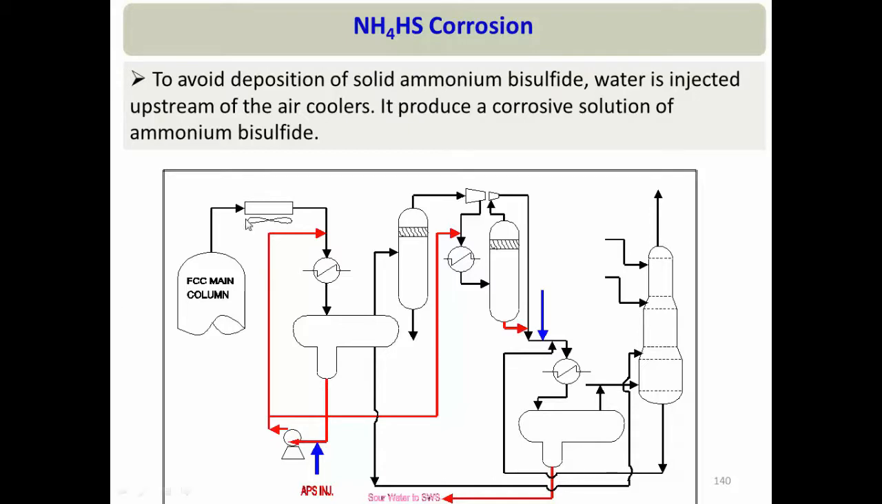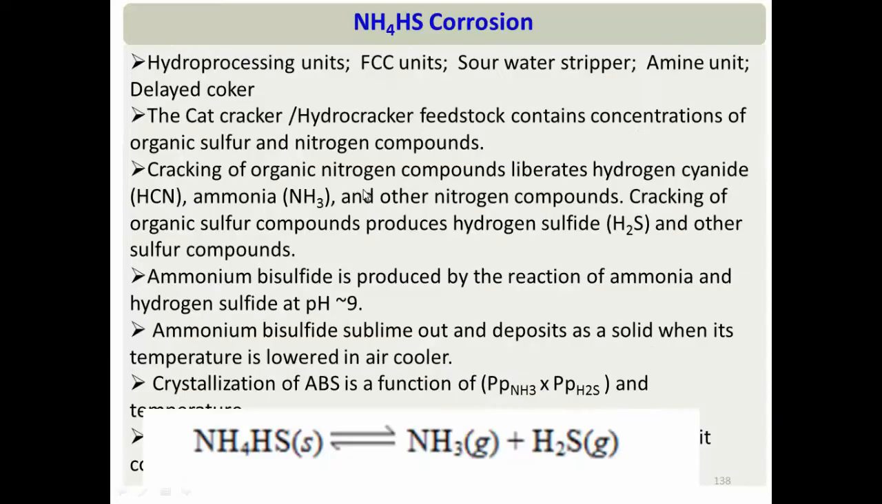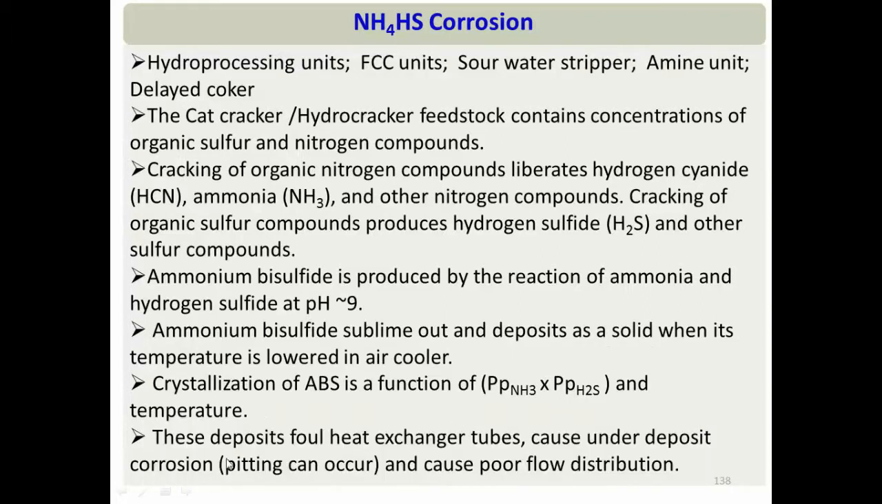Another problem is, since that tube will foul, to compensate the mass balance of the fluid, the flow velocity in other tubes will increase. And when the flow velocity in other tubes increases, what will happen? Erosion corrosion will take place in that other section. So because of that reason, here it is written that the deposits will cause fouling in heat exchanger tubes, under deposit corrosion, and also cause poor flow distribution. So these were all about when sublimation takes place and solid deposition occurs.